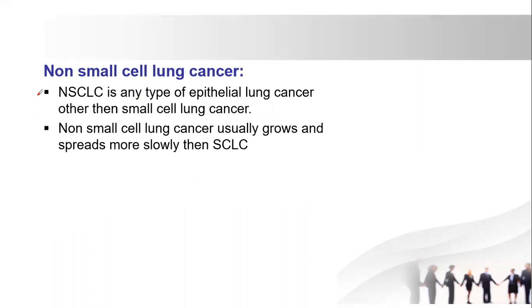So now, what is non-small cell lung cancer? Non-small cell lung cancer can develop in any type of epithelial lung cancer other than small cell lung cancer. It usually grows and spreads more slowly. The most important thing is that in non-small cell lung cancer, the cell size is quite large and different from the normal cells as well. The second feature is that they grow and spread more slowly as compared to small cell lung cancer.